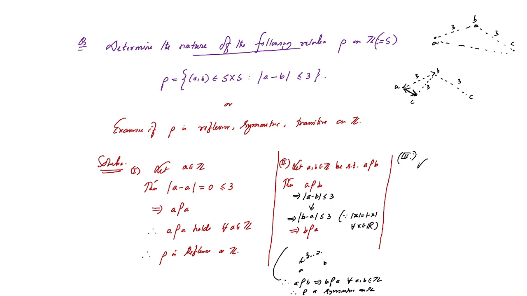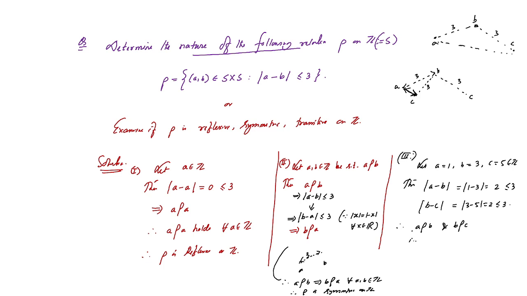So just take, let A equals 1, B equals 3, and C equals 5. All are integers. Then A minus B, that means 1 minus 3, the distance is 2, and that is less than or equal to 3. B minus C, this is 3 minus 5, the distance is 2, this is also less than or equal to 3. So that means A rho B holds and B rho C holds. That is, I am saying 1 rho 3 holds and 3 rho 5 holds.